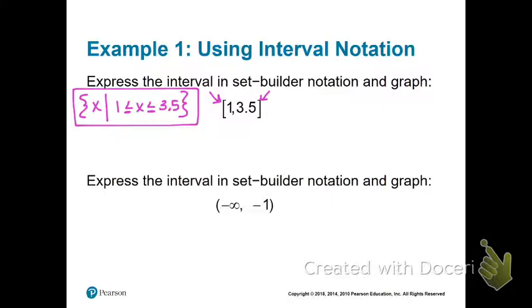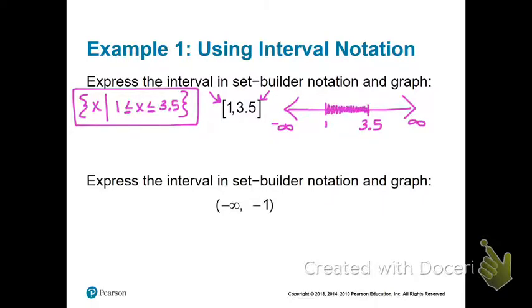So there is set builder notation. And then it said to graph it. So when we go to graph this, we have our number line. We're going to put our infinities on here. And we're going to put the numbers that are inside our interval. So 1 and 3.5. You can add more to the number line if you want, but you can't have any less. Now, this is telling us in between 1 and 3.5 is our answer, including the 1 and the 3.5. So we're going to shade in between them.